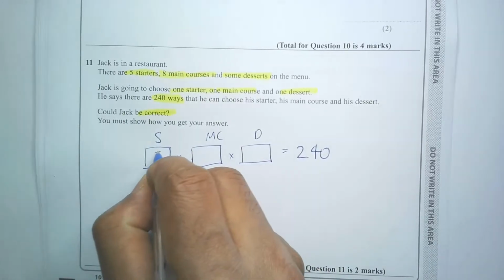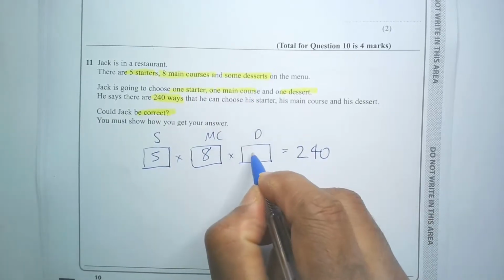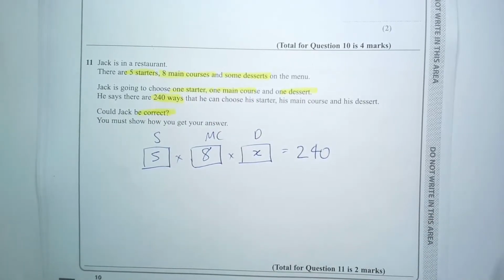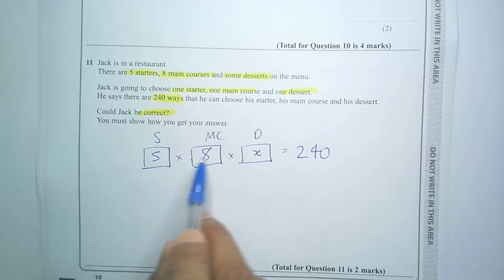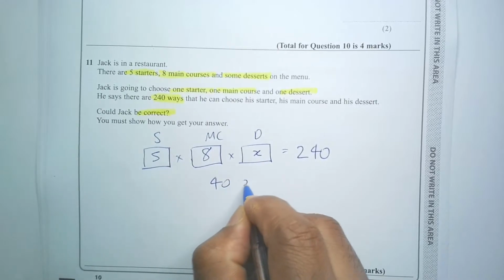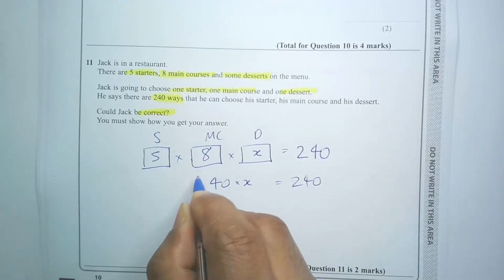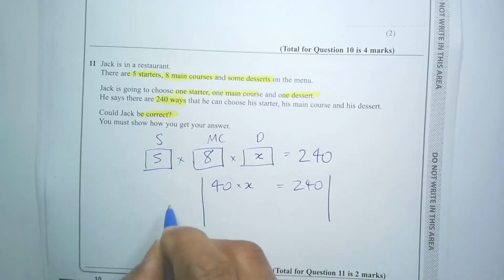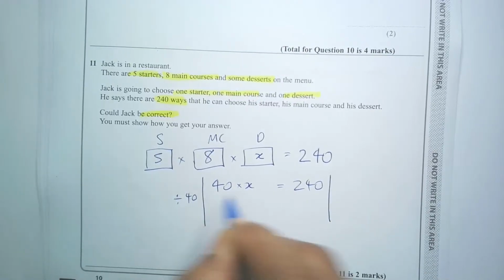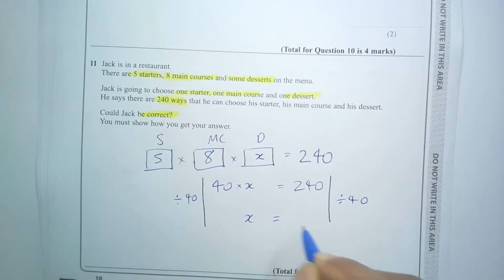So 5 starters, 8 main course, and we don't know what the dessert is, X. You can see this is very similar to the previous questions. 5 times 8, even though it's a calculator paper, I don't need to use a calculator. That's 40 times X equals 240. The opposite of multiply is divide, so I'm going to divide by 40, and so X equals 2.